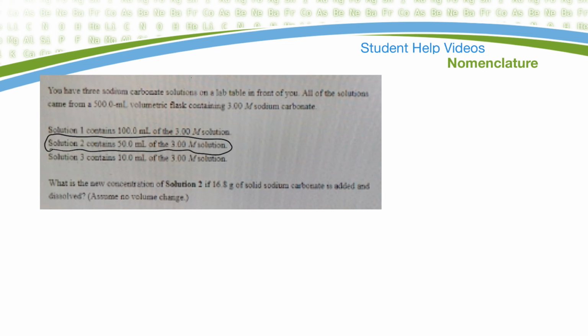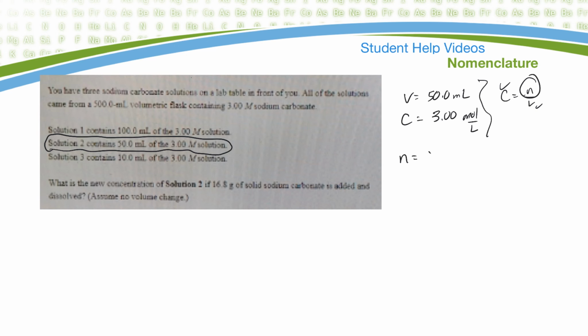So it says that I currently have a volume of 50.0 milliliters, and a concentration of 3.00 moles per liter. The question says, what's the new concentration if you dump 16.8 grams of sodium carbonate and it dissolves into solution 2? Well, why don't we use this information right now, because I have this formula, and if I know these two things, I can figure out that.